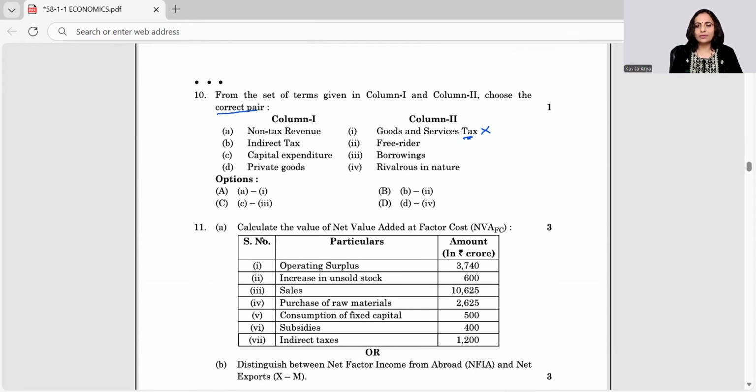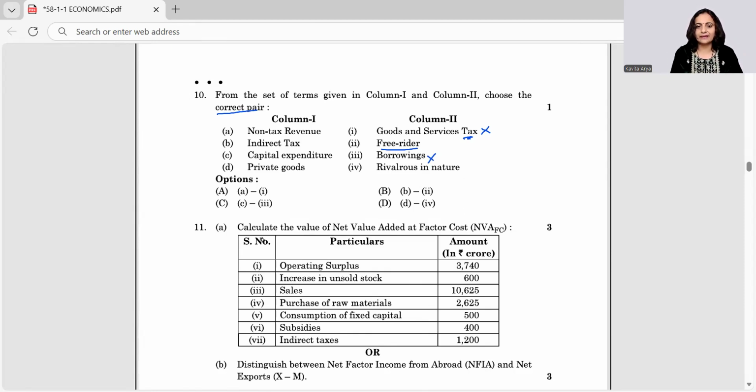Indirect tax has got free rider effect. Actually, this free rider effect is taken in context of public goods, right? So there is no clear match here. Capital expenditure, borrowings. Now, capital expenditure, it's a capital receipt. Borrowings means money is coming to you. So it's a capital receipt, not the expenditure.